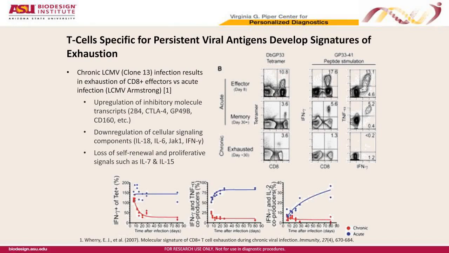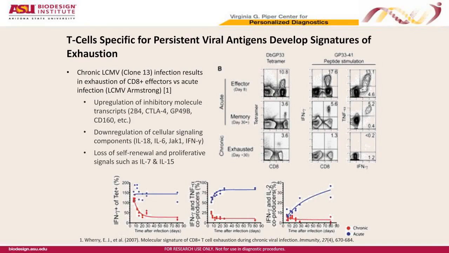This was a classic study out of the laboratory of Rafi Ahmed looking at chronic LCMV infection. And if you look at this in the murine model of LCMV infection, you can see the induction of exhaustion, and with exhaustion of antigen-specific T cells, you can see upregulation of a number of different inhibitory molecules, both at the RNA level as well as at the protein level, and downregulation of intracellular signaling components, and ultimately loss of cytokine secretion with interferon gamma or with TNF alpha as shown here.